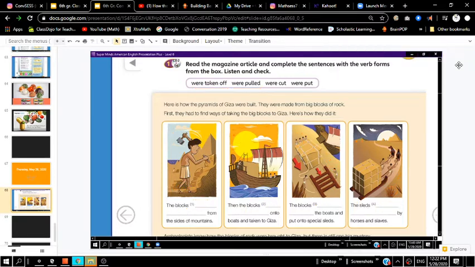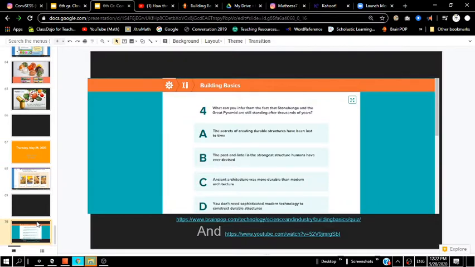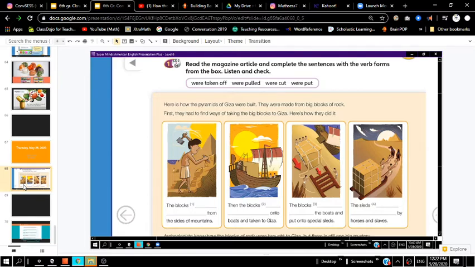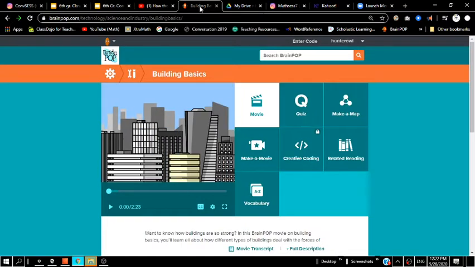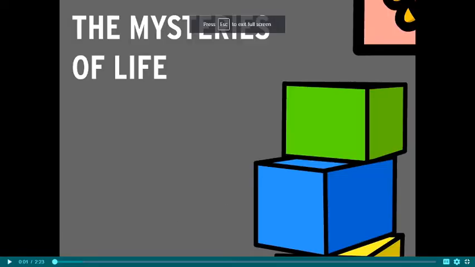And now what I'm going to do is we're going to go to the next part of our lesson. We're going to be watching a video on Brain Pop to see how the Egyptians built their pyramids, okay? Specifically what types of materials that they were using. You'll see that here we have blocks, but what were those blocks made out of? Well, let's watch this video to find out a little bit more about the process of building something just like the pyramids.